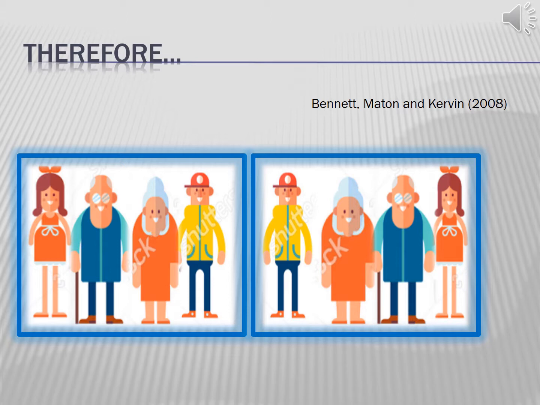Bennett, Maton and Kervin argue that there is a vast variation within the two separate groups, digital natives and digital immigrants, as there is between them.